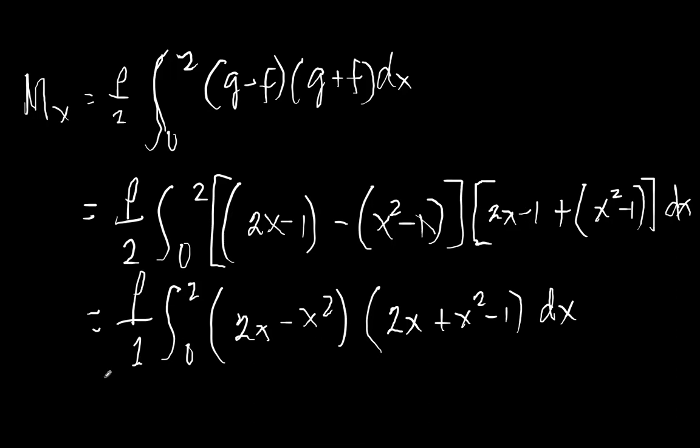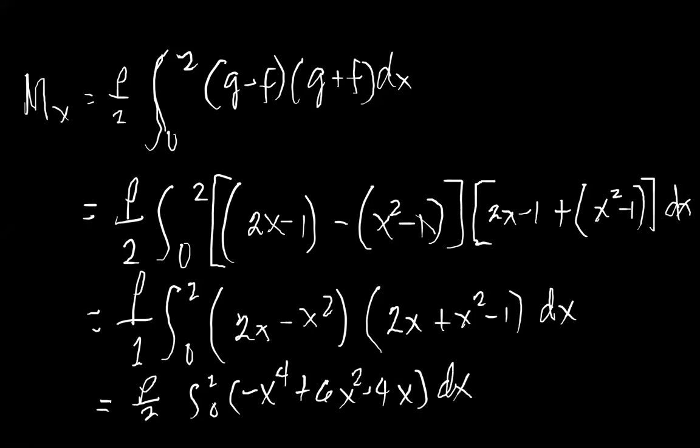All right, this is quite long. So rho over 2, from 0 to 2, and let me just get the product. Let me just pause the video and get it. All right, so after multiplying this, we got negative x raised to 4 plus 6x squared minus 4x dx. All right, so we're now ready to integrate this.